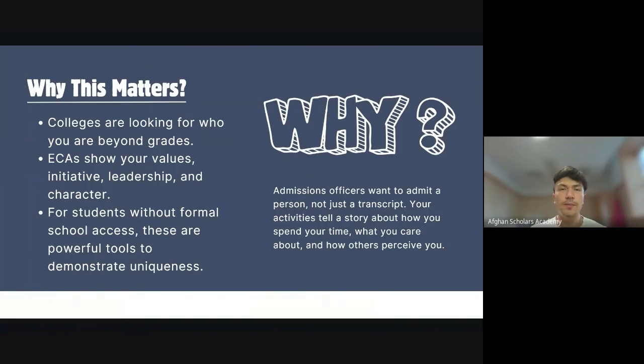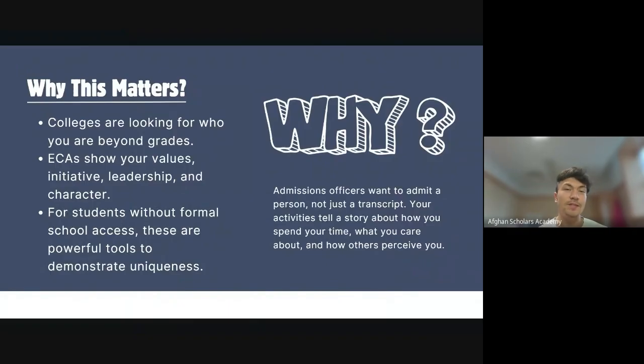So first, it's important for us to understand why this matters. Why is it important? Like I said before, it's a very central aspect of your application. They want to know not just who you are inside the classroom, your grades, your test scores, your recommendation letters, but also how you have contributed to your community, how you have helped others grow, and how you've been communicating and contributing to other people's lives. Colleges are really looking for who you are beyond those grades, beyond the documents you are submitting.